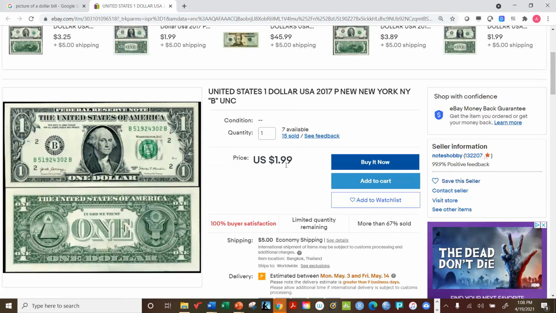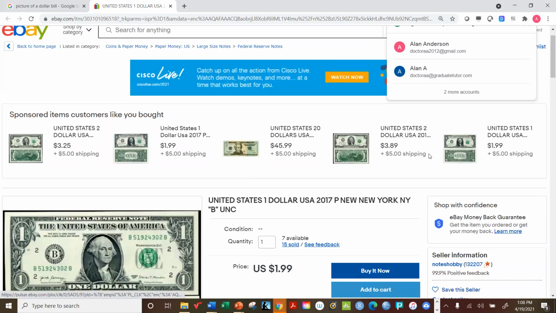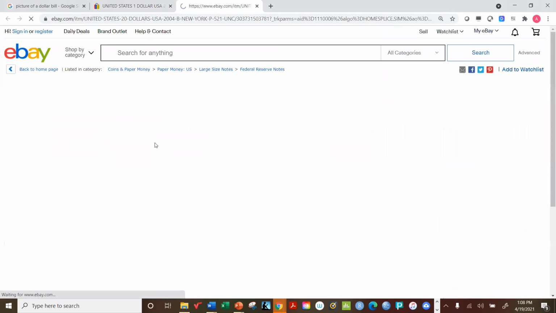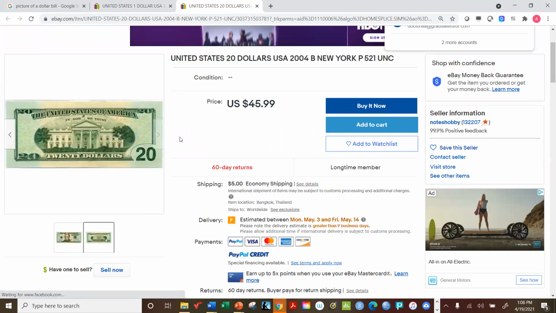Wow, look at this. This dollar bill costs $2. Interesting. No, you know why? Because it's uncirculated. That means it's in pristine condition, and collectors will pay $2 for it. Man, some of these other ones though, ooh, $45 for this 20. Yeah, it's just a standard 20. It must be in absolutely immaculate condition though.